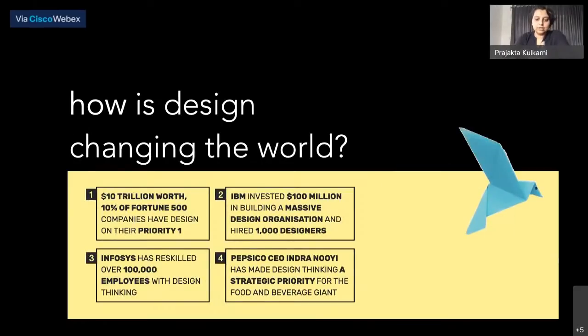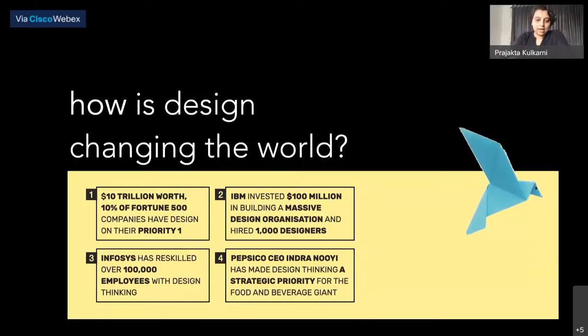How is design changing the world? As you must have noticed, there is a lot of fad coming through about design thinking. You can see that a lot of major companies have used design thinking to create a substantial amount of change, and have also invested a lot of money in making sure that their industry is reskilled with design thinking and design abilities. Instead of me reading out the examples, you can read them yourself. There's a lot of money being invested into creating human-centered solutions, which is how design thinking is being used in terms of both management as well as innovation science.